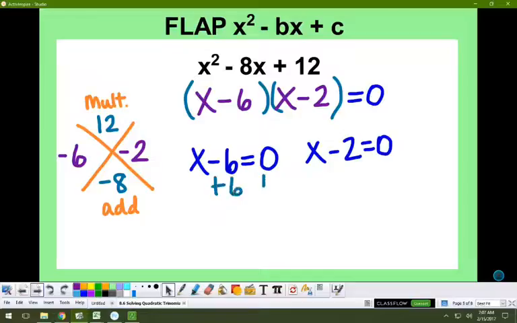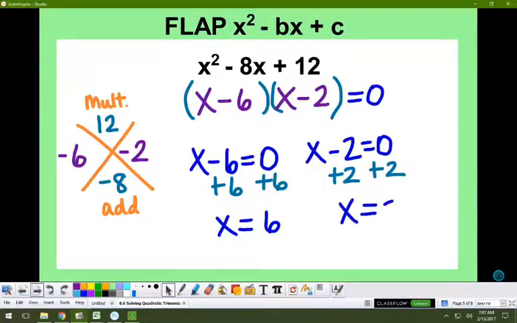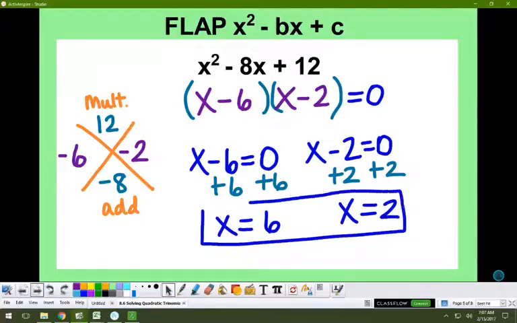I'm going to add 6 to both sides. So the first equation, x is going to equal +6. The second equation, I'm going to add 2 to both sides. So x is going to equal +2. So +6 and +2 would be the solutions.